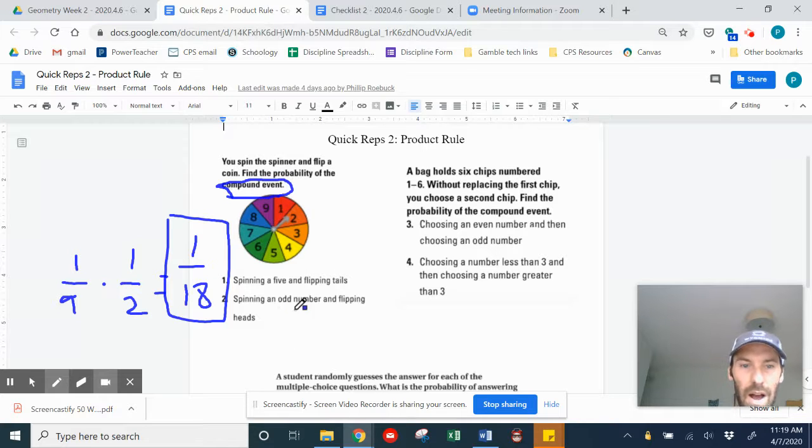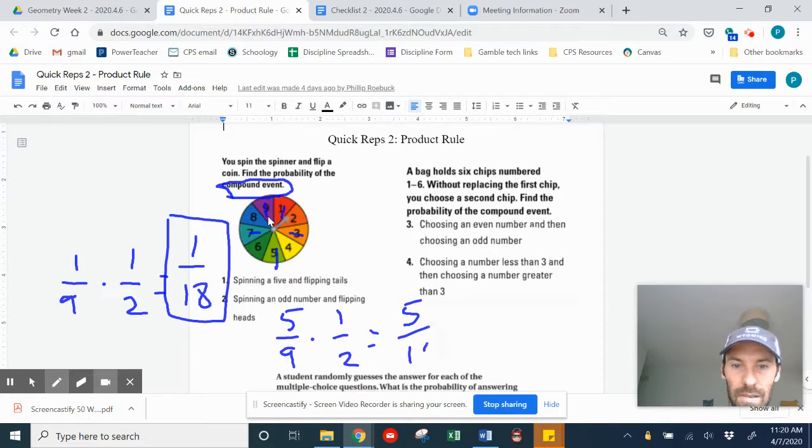Number 2, spinning an odd number and flipping heads. For the odd number, we just look at all the possible outcomes that would be odd. We have 1, 2, 3, 4, 5. So the probability of spinning an odd number is 5/9. The probability of flipping heads is 1/2. The events are still independent, so to get the compound probability, we multiply those simple probabilities, and we get 5/18.